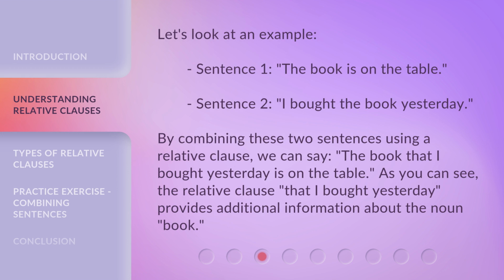Let's look at an example. Sentence 1. The book is on the table. Sentence 2. I bought the book yesterday. By combining these two sentences using a relative clause, we can say, the book that I bought yesterday is on the table. As you can see, the relative clause, that I bought yesterday, provides additional information about the noun, book.